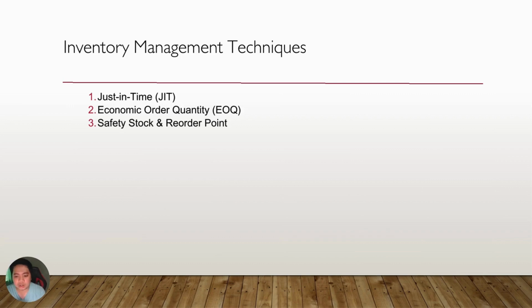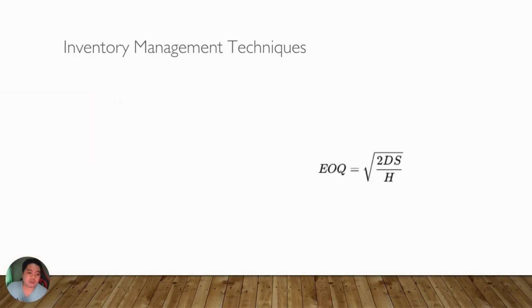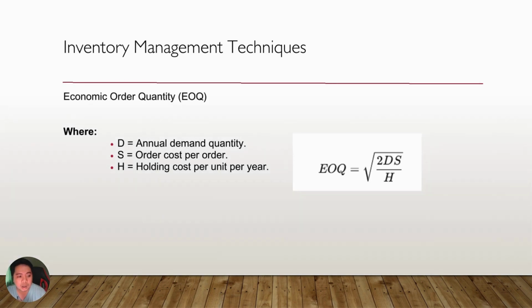Next, go to economic order quantity. It is a mathematical formula. If we were to compute, EOQ is equal to the square root of 2DS over H. That will be the economic order quantity, where D is equal to the annual demand quantity, S is the order cost per order, and H is the holding cost per unit per year.